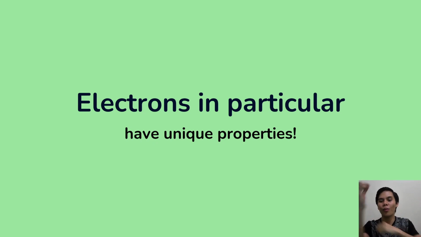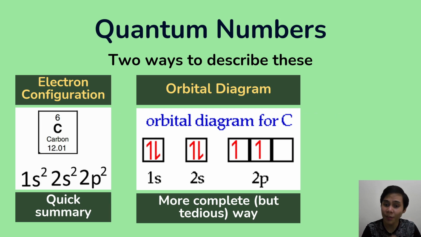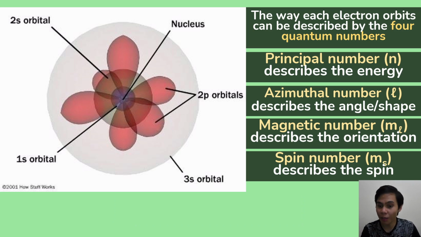So electrons in particular have unique properties. Those tiny things that orbit around your atom, they have unique properties that can be described using quantum numbers. So these quantum numbers, there are 4 of them, and we'll talk about them one at a time. But there are 2 ways to describe the quantum numbers of an electron. We have the electron configuration, which functions like a quick summary of the quantum numbers of the electrons of a single atom, while the orbital diagram is a more complete but tedious way to show all these quantum numbers for each electron. So we're going to talk about the quantum numbers first.